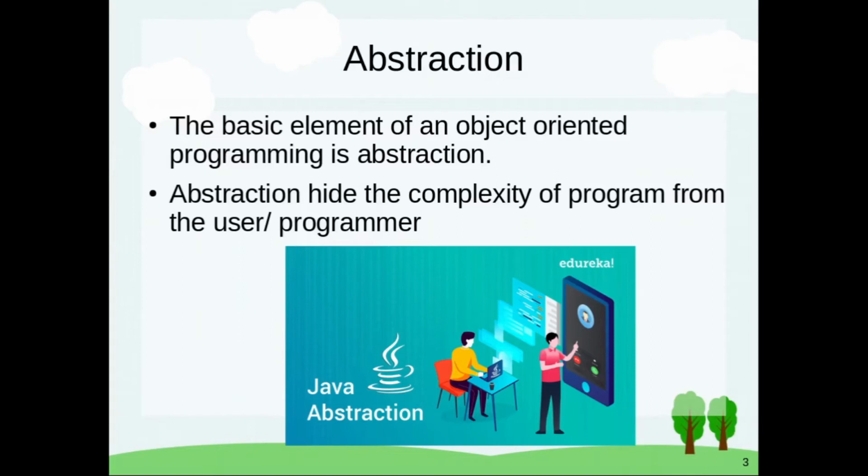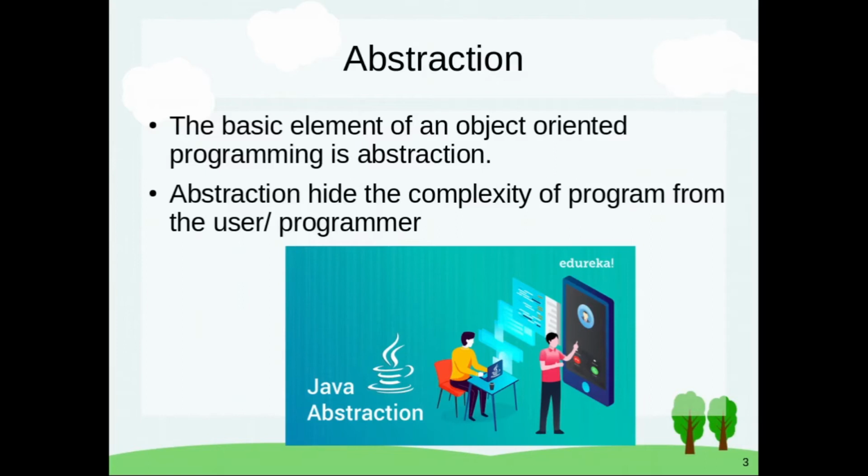In Java, abstraction can be achieved by two methods. The first method is declaring an abstract class with the keyword abstract. We will talk about it later. And the second method is interface. We will talk about all of these methods later.